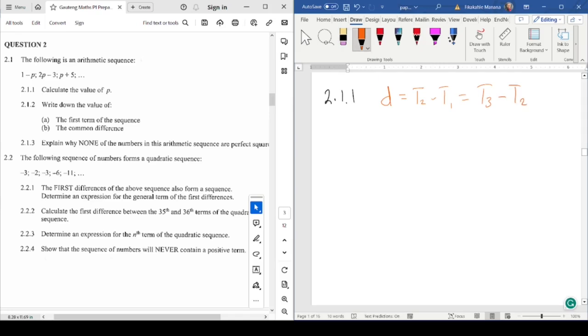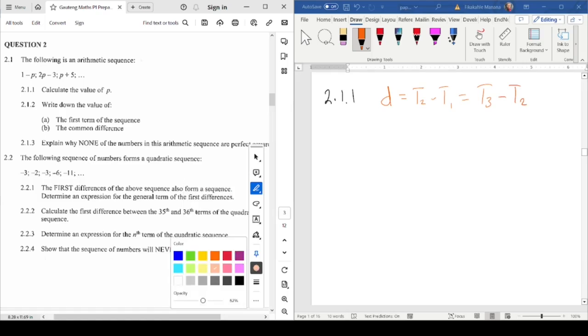Now it says calculate the value of P. We're just going to follow this situation here. We already know that term 2, okay, let me just highlight it for you, right? Let's go yellow. That's term 1 right there. Cool.